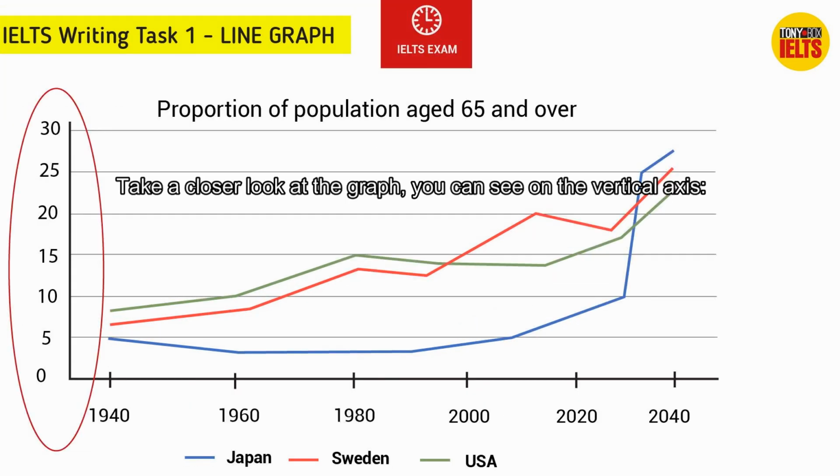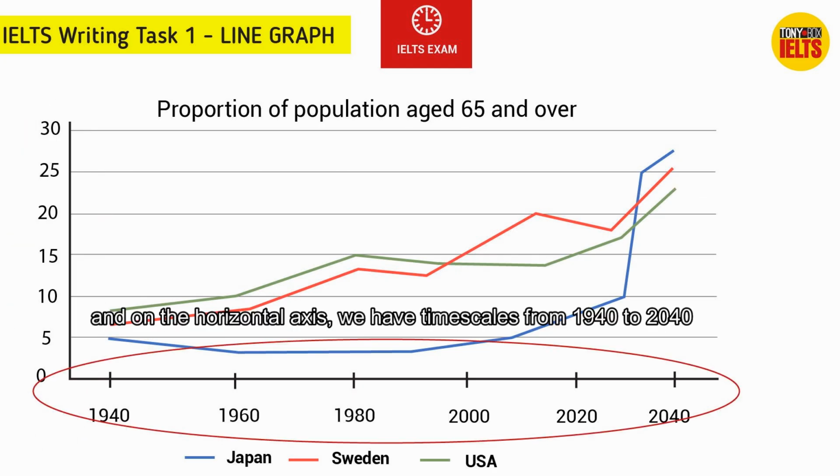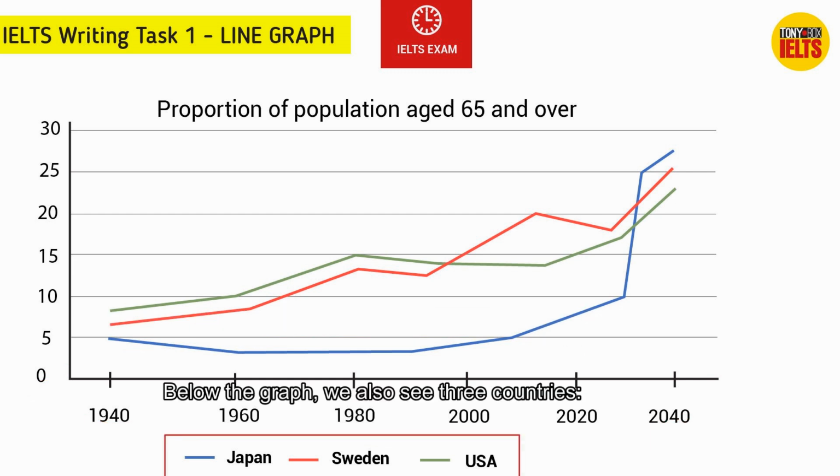You can see on the vertical axis, the number is displayed in percentage. And on the horizontal axis, we have timescales from 1940 to 2040. Below the graph, we also see 3 countries: Japan in blue, Sweden in red, and USA in green.